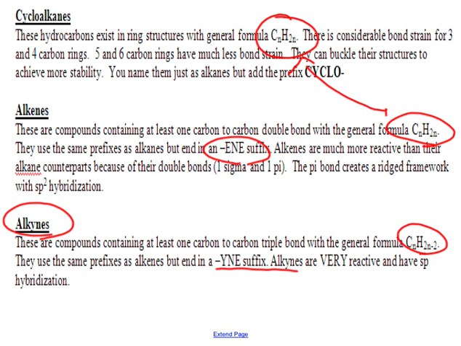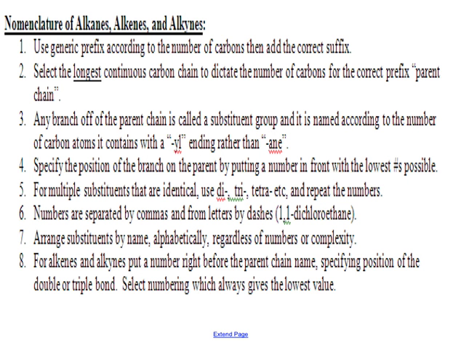I'm going to read the list of rules, but you'll really see the rules in action when we start naming. So we're going to combine a prefix with a suffix. The first thing you do when you see a structure is find the longest continuous chain. So you're going to put your pen on the paper, and you're going to just drag it through the carbons until you find the longest chain. That is what I call the parent chain. And off of the parent chain, you might have some things like groups. Those groups are called substituent groups.